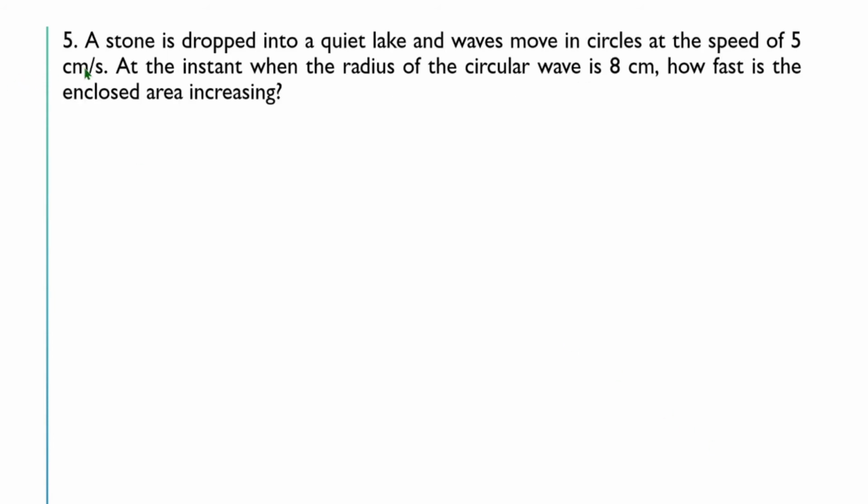Next question. A stone is dropped into a quiet lake and waves move in circles at the speed of 5 centimeter per second. At the instant when the radius of the circular wave is 8 centimeter, how fast is the enclosed area increasing? So here it is given the waves move at a speed of 5 centimeter per second. This is nothing but the rate of the radius of the circle, so dr/dt is 5 centimeter per second. At the instant when the radius is 8 centimeter, we are asked to find how fast the enclosed area is increasing.